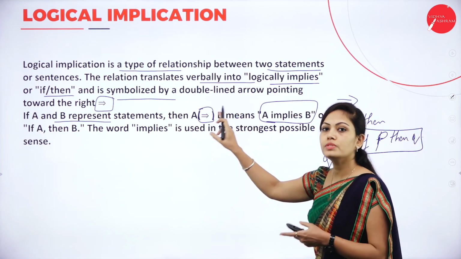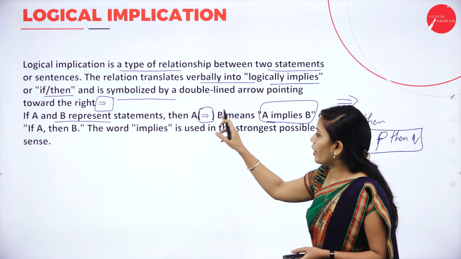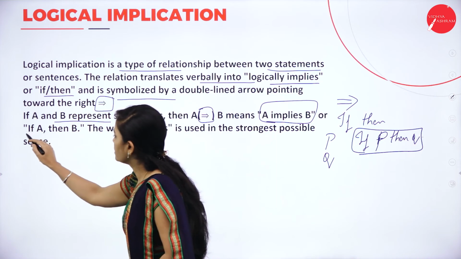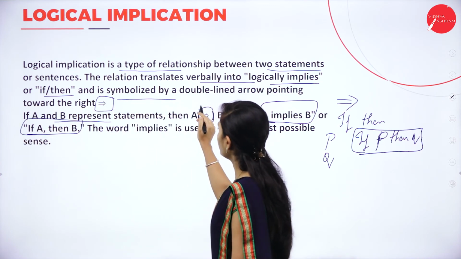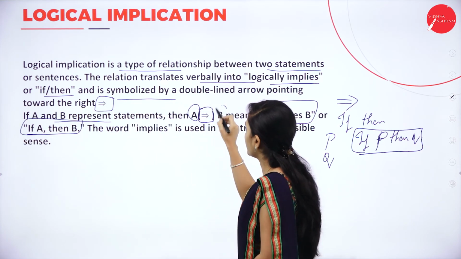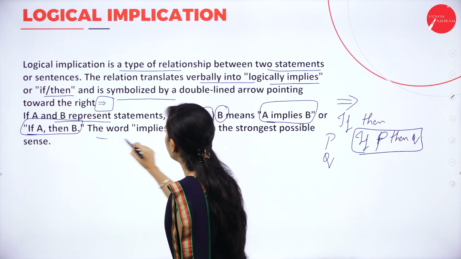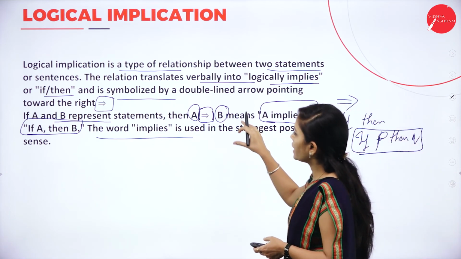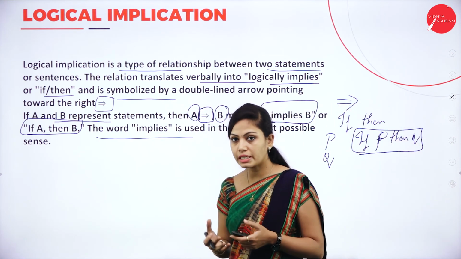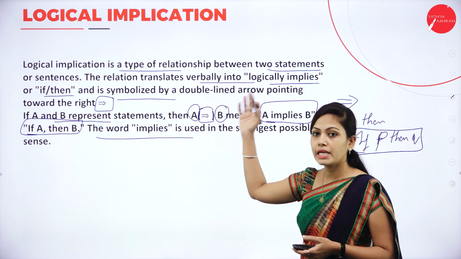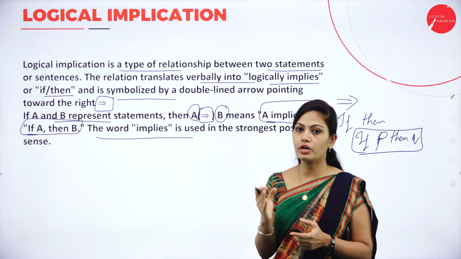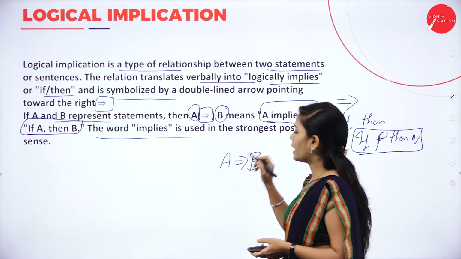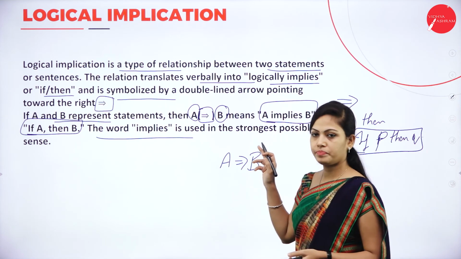This is called logical implication. Relation between two statements or sentences is called logical implication. And if A then B, we can call it if statement A, then statement B. The word implies is used in the strongest possible sense. So logical implication means it's a type of relationship between two statements or two sentences. So A implies B.